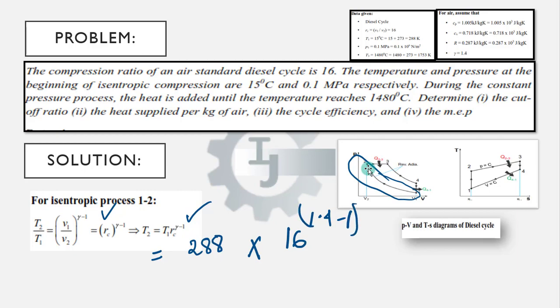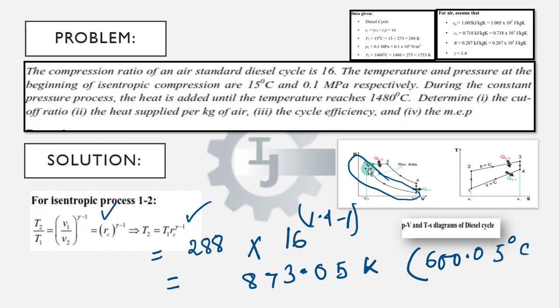By solving this, we got the answer 873.05 Kelvin. That is 600.05 degrees Celsius. So this is our value of T2, this T2.